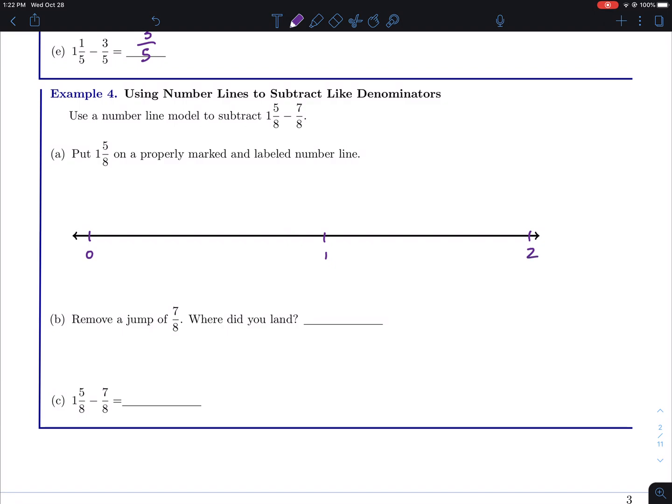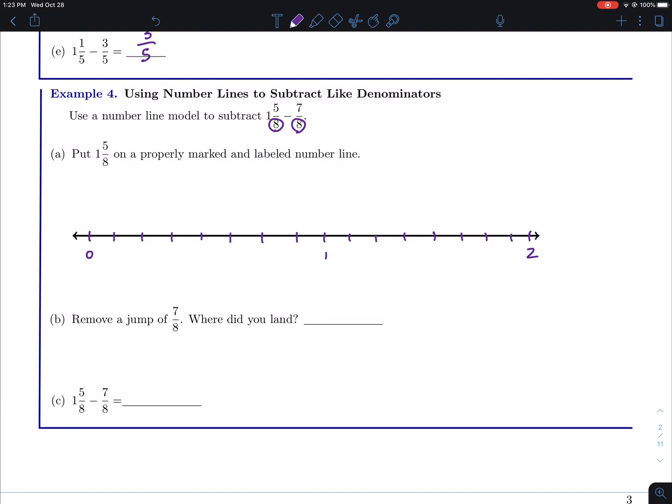And so again, before we try to label anything, the next thing we want to do is divide this up into the like denominator. In this case, our denominator is 8. So that means we need to have 7 tick marks in here. So we get 1, 2, 3, 4, 5, 6, 7.